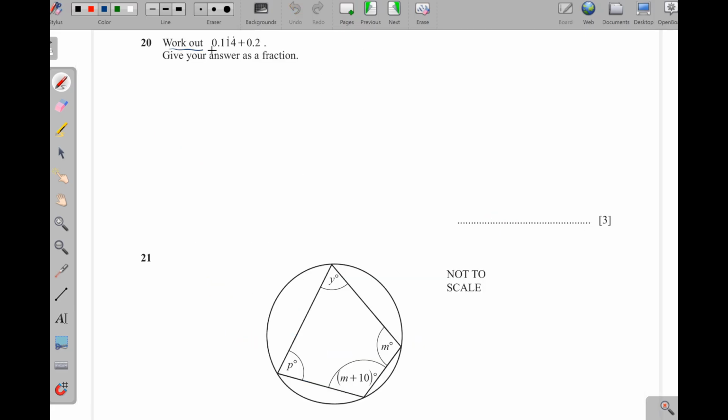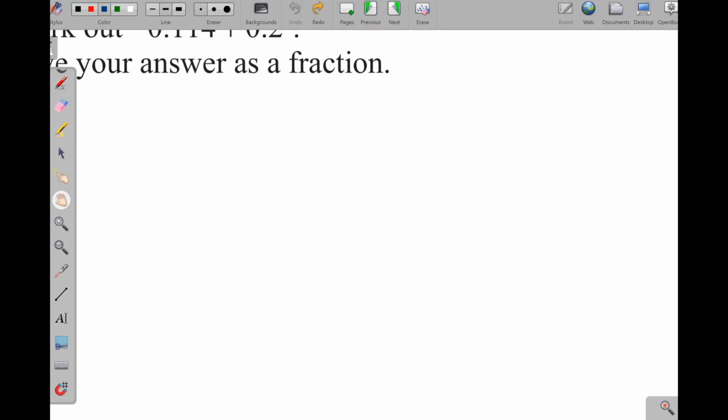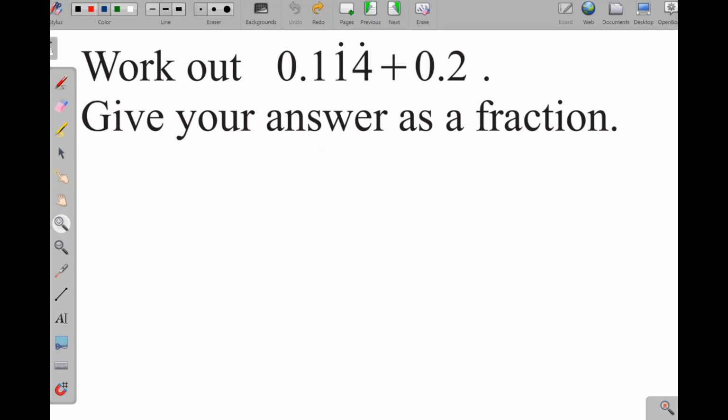Question 20, work out 0.11 and then a 4, then plus the 0.2. Now, if I can zoom this one, you can see that the dots are put on the 1 and the 4. So that means these are the ones that are recurring. So I need to convert this one to a fraction, and also this one to a fraction, then I solve them.